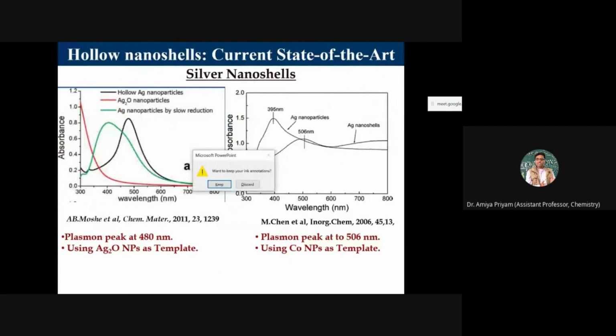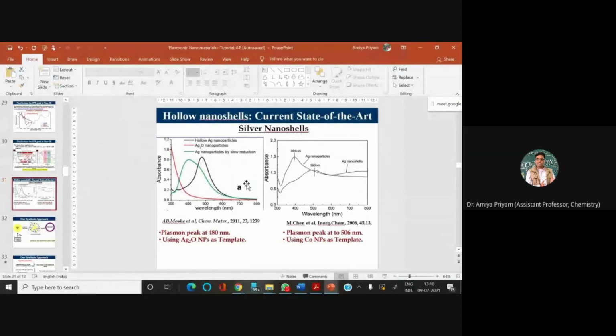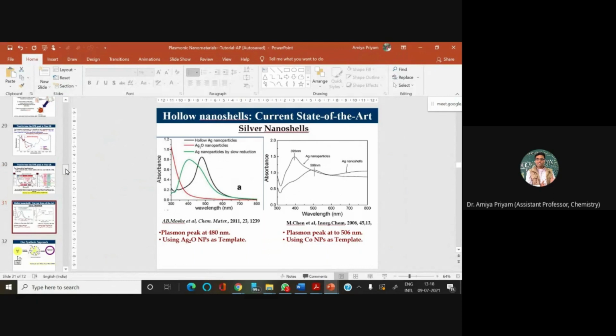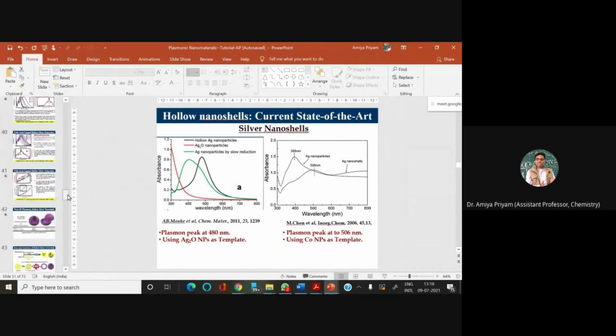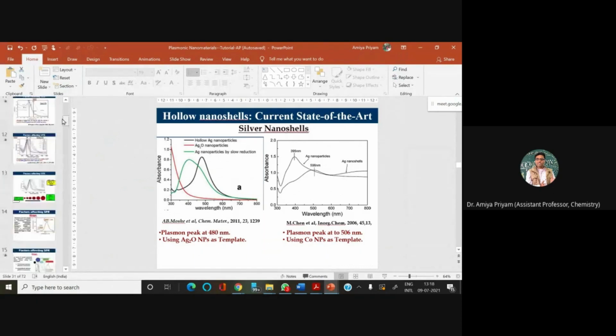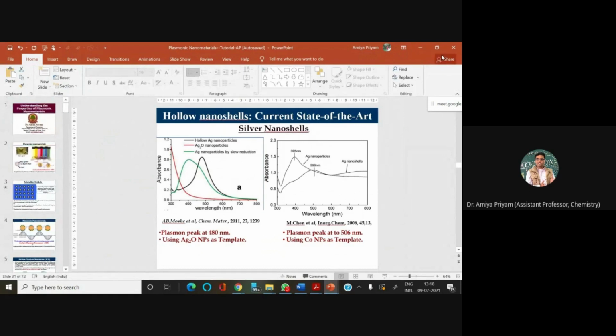I have covered all these aspects of how the plasmon wavelength depends on size, shape, internal structure. It also depends on the medium, and so the equation that came into the picture. All the aspects have been covered, and that's all for this segment, plasmonic nanomaterials.